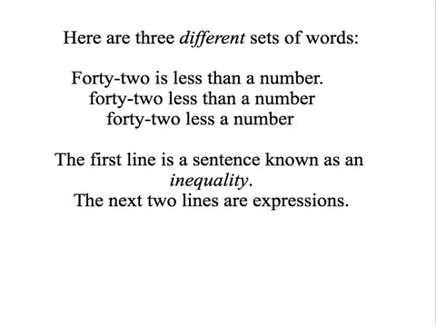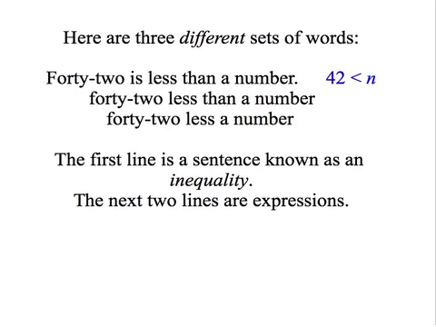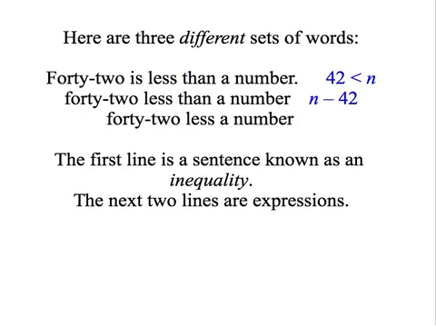Well, let's translate them into symbols. The first one, shown up at the top in blue, can be written 42 is less than n, where n is the number. 42 less than a number is n minus 42, but 42 less a number is 42 minus n. They have similar words, but they all translate differently.